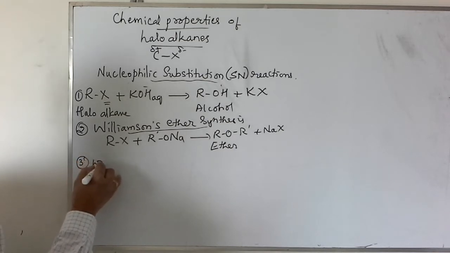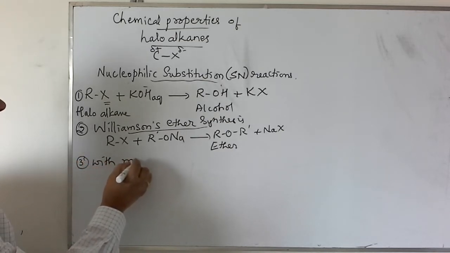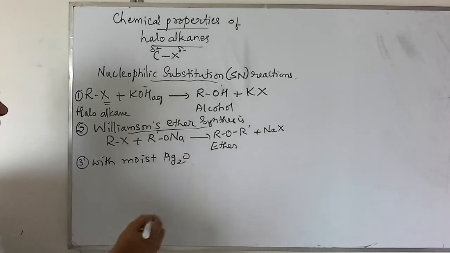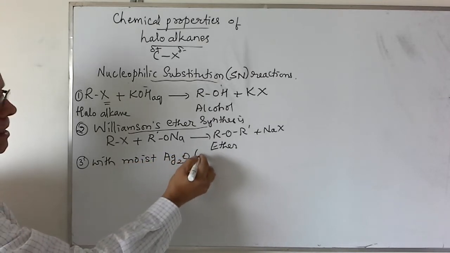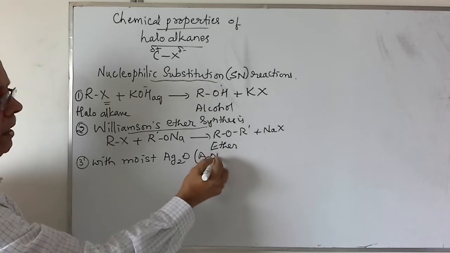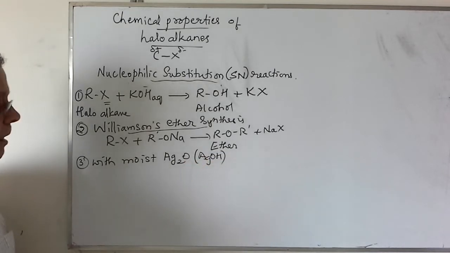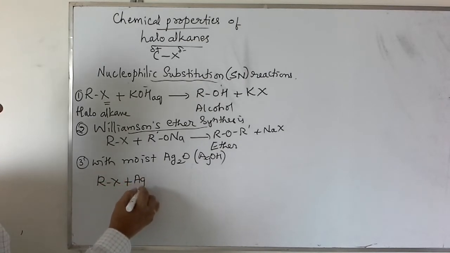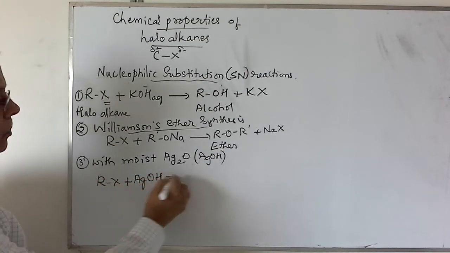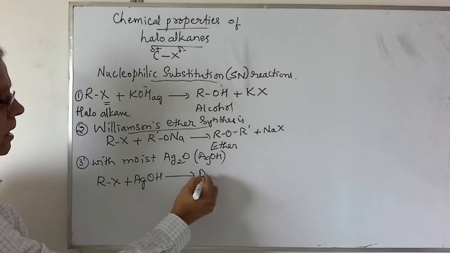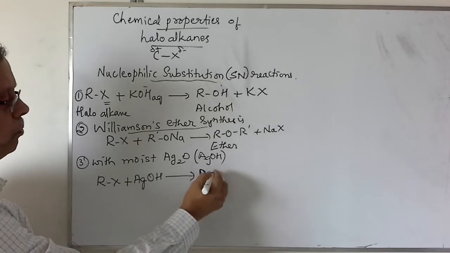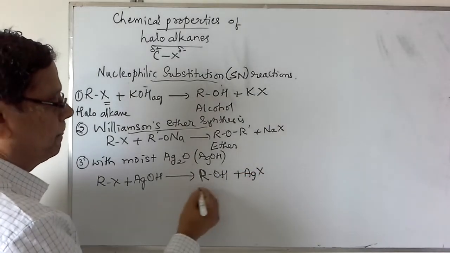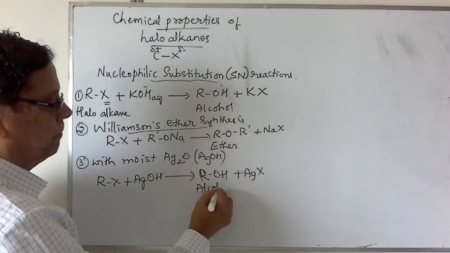With moist silver oxide. Moist silver oxide actually contains AgOH, silver hydroxide. So, an alkyl halide reacts with moist silver oxide to give rise to again the corresponding alcohol ROH with the formation of AgX. This is again an alcohol.